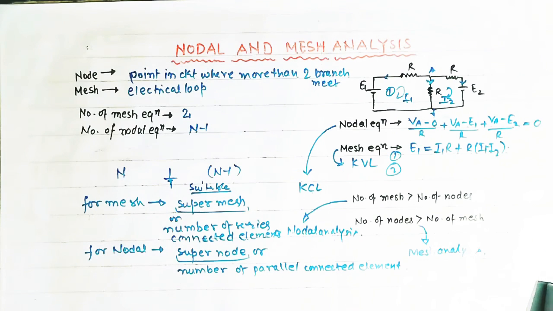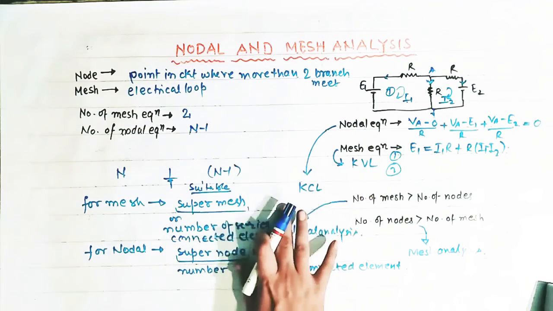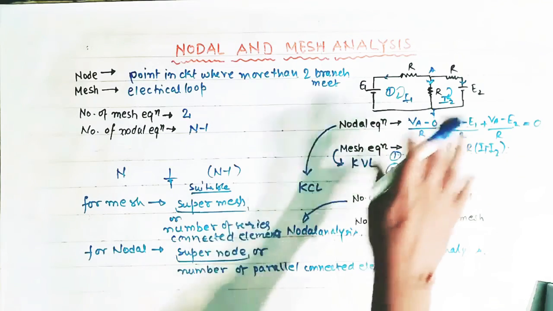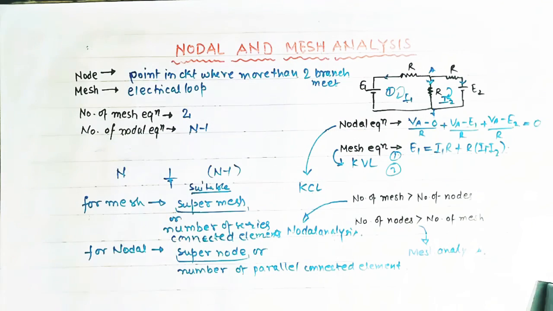For mesh analysis, if a circuit has a super mesh or a number of series connected elements, then it is preferred to apply mesh analysis. If a circuit has a super node or a number of parallel connected elements, then it is better to apply nodal analysis. Nodal analysis is basically Kirchhoff's current law, and mesh analysis is basically Kirchhoff's voltage law. The number of mesh equations is equal to the number of independent loops, and the number of nodal equations is equal to the number of nodes minus 1. So these are the important points about nodal and mesh analysis.